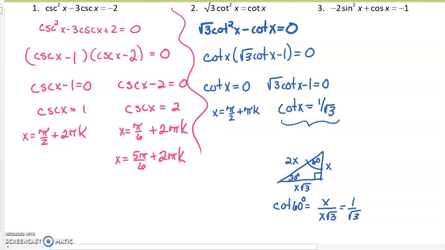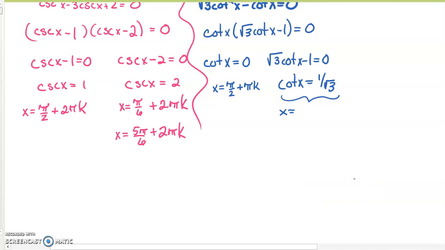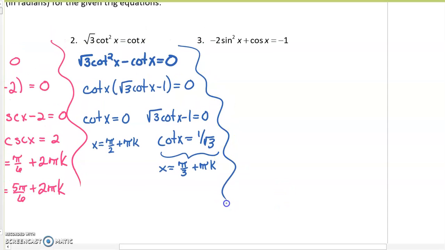I know cotangent is positive in two quadrants, quadrants 1 and 3. So in quadrant 1, a 60-degree angle, and I'm going to erase my triangle to move it out of my way, is pi over 3. But it's going to be positive again using a 60-degree reference angle in 180 degrees. So I can write this as every pi k. And there you go. We have one more problem to go.